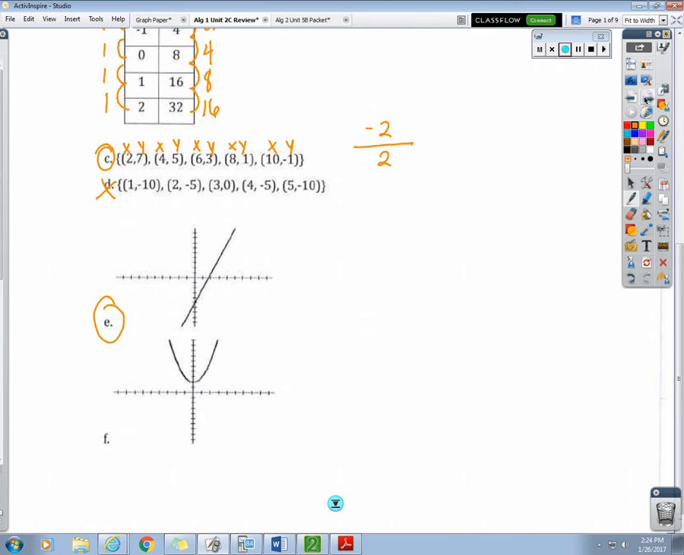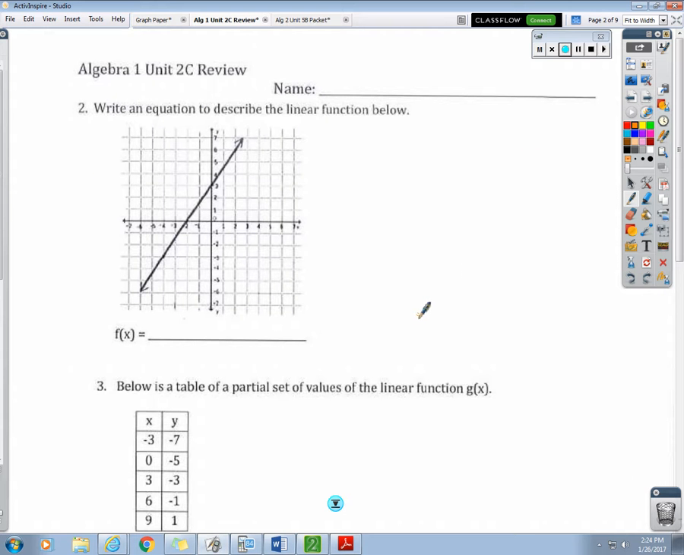Okay, number 2. Let's move on. Write an equation to describe the linear function below. Okay, so our goal is to write an equation of a line. An equation of a line is always in what form? Y equals mx plus b. So, the only difference is, instead of y equals, they just chose to go with f of x equals. It's the same thing. So we need an m and we need a b.